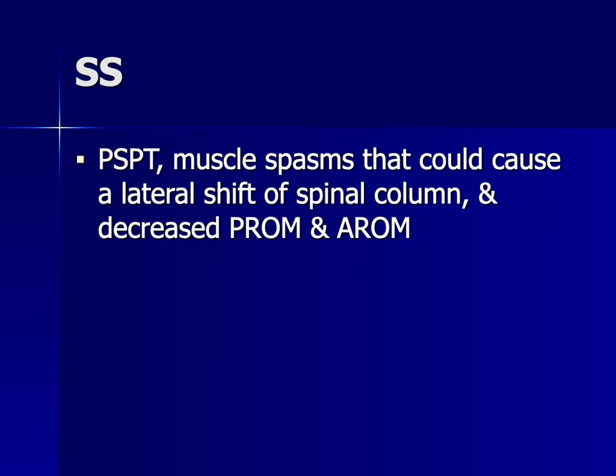So our signs and symptoms for somebody who's got a back strain or sprain, let's call it strain for clarity. So we got the pain, swelling, point tenderness. As with most injuries, the muscles can start spasming. That could cause the person to have a lateral shift of the spinal column. They can lean over to one side because it hurts too much to put their trunk up straight.